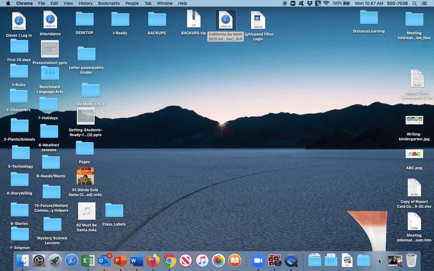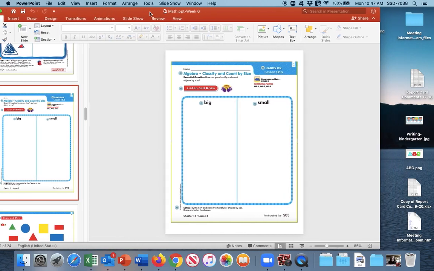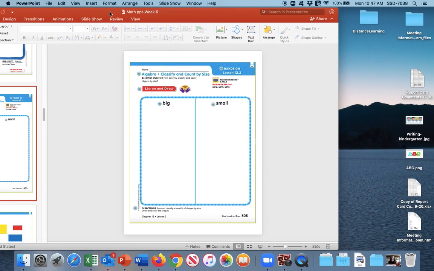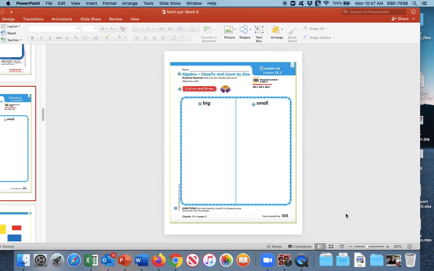So now, friends, we are going to go ahead and do our assignment, our worksheet. If you have your math books, go ahead and open them up and turn to page 505, Lesson 3. We are going to be practicing sorting today. On this first page, it says to sort and classify a handful of shapes by size. Draw and color the shapes. We don't have objects to use right now, so we're just going to practice drawing them.